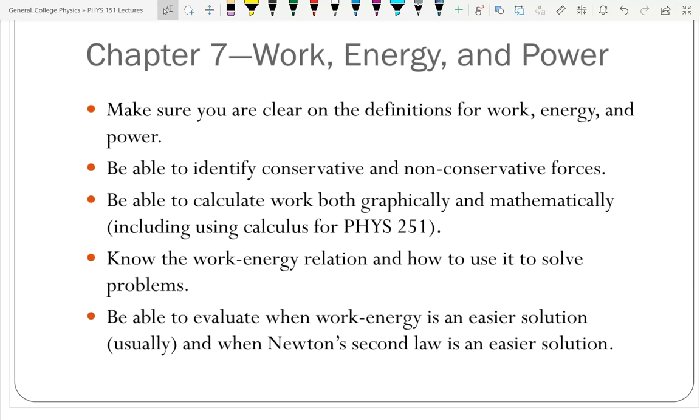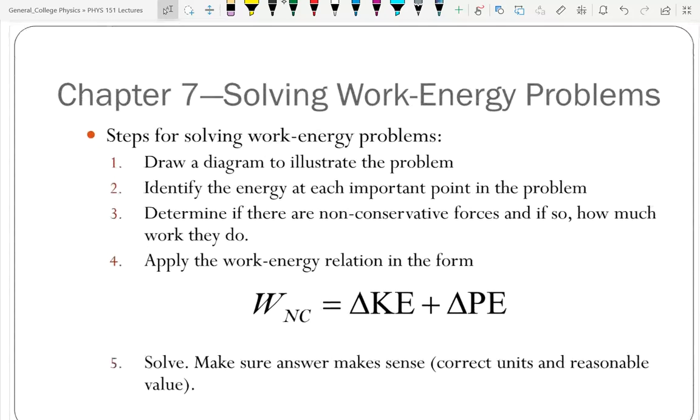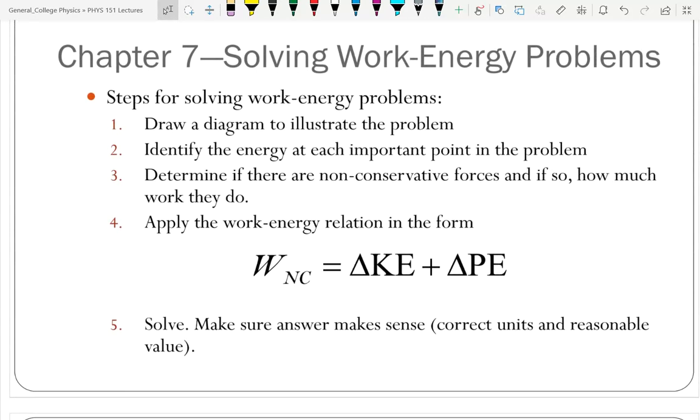All right. Be able to evaluate when work energy is easier, which is almost always, than Newton's second law. Now, 5 minutes for our last chapter. Oh, here are the steps to solving work energy. I told you I would show you the steps later. Here are the basic steps. Draw your diagram to illustrate the problem. I drew my diagram at the top and at the bottom because it was going from top to bottom. Then identify the energy at each important point in that problem. It was just comparing the top with the bottom, so I only had to put the energy at 2 places.